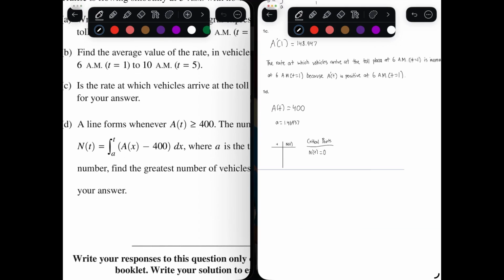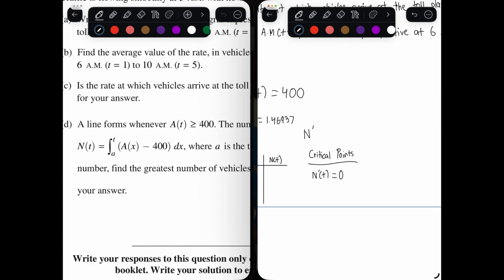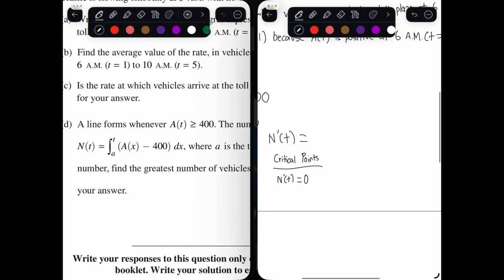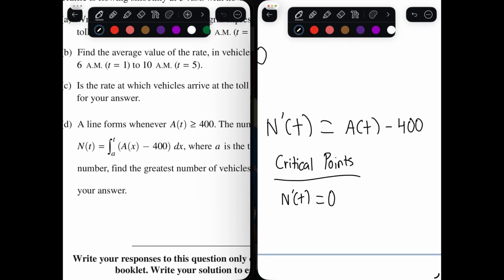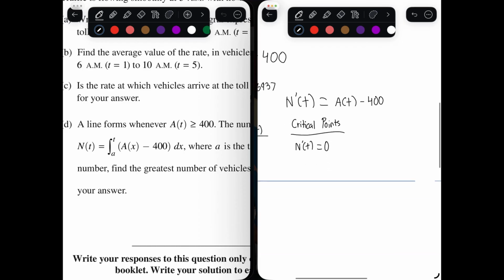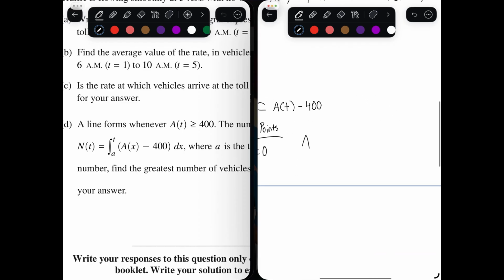We're going to have to take the derivative by hand. We can't do it using a calculator because we're not plugging in a value for t. So it would be A of t minus 400. And this is according to the fundamental theorem of calculus, because if you take the derivative of an integral, you just plug in the upper bound, which is t, into whatever variable is there. So there's x, and it just becomes A of t minus 400. The fundamental theorem of calculus states that. So you would set A of t minus 400 equal to 0, which means A of t equals 400.